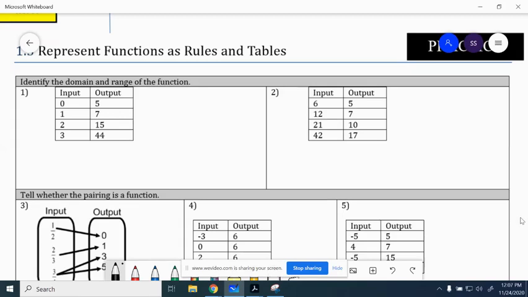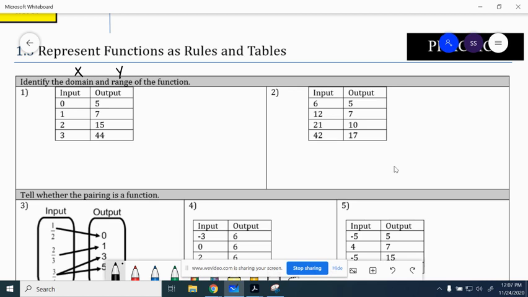Okay, this is 1.3, represent function as rules and tables, looking at the practice problems today. The first couple questions here, we just need to identify the domain and range of the function. So remember, domain is the x values, range is the y values. In other words, the inputs are the x values and the y is the output.